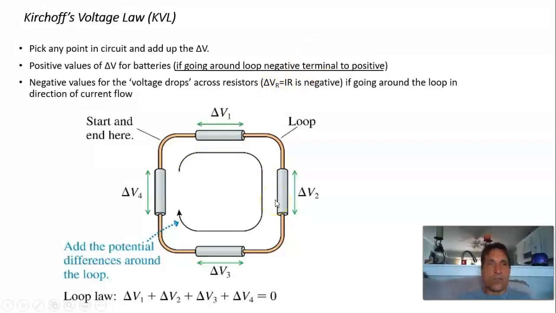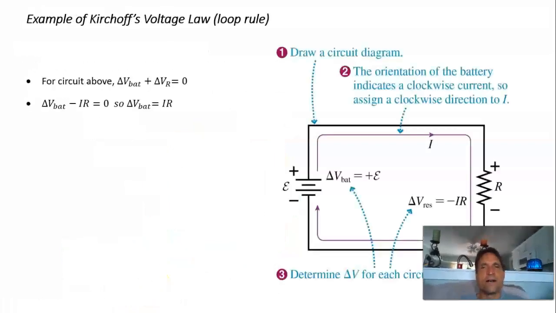And so Kirchhoff's voltage law says if we add all of these up and we go around the loop and we keep our sign conventions proper, that they should all add up to be zero. So the positives will equal the negatives. Okay, so we'll get to that in a minute. Let's do an example here.